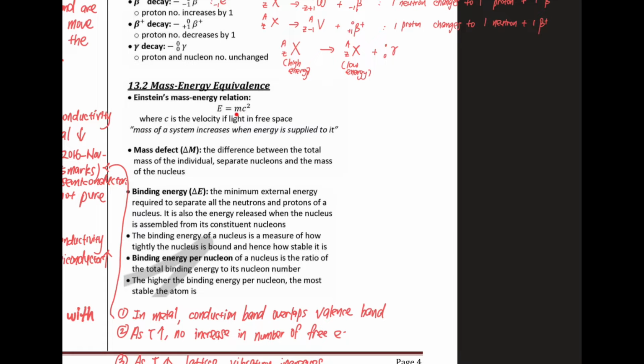And the relationship between the mass and the energy is you take the mass defect, multiply with the velocity of light, which is 3 times 10 to the power of 8, then you square it, and then you get the amount of energy that releases during the process. Speed of light. Okay, so it's written here. C is the velocity of light in free space.